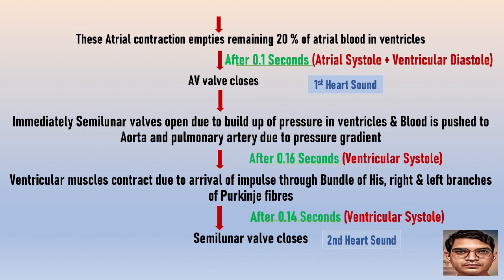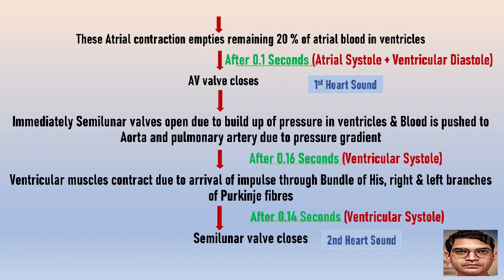The cause for closing of atrioventricular valve is buildup of pressure in the ventricles due to the collection of blood, which pushes this valve to close, thus causing the first heart sound, which is heard as the word lub. Now the next thing which is happening is opening of semilunar valves, and the cause for this opening is the same, that is pressure buildup in the ventricles due to the collection of blood.